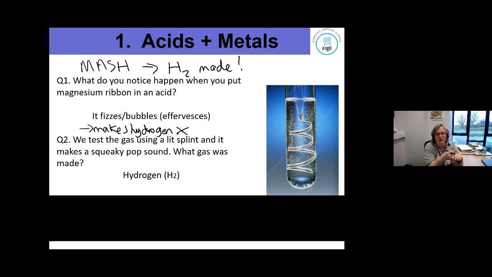I'm not sure the squeaky is essential, but it burns with a pop. And then you've got the carbon dioxide that turns lime water milky. So those are classic gases that you're meant to be able to give a classic test for.